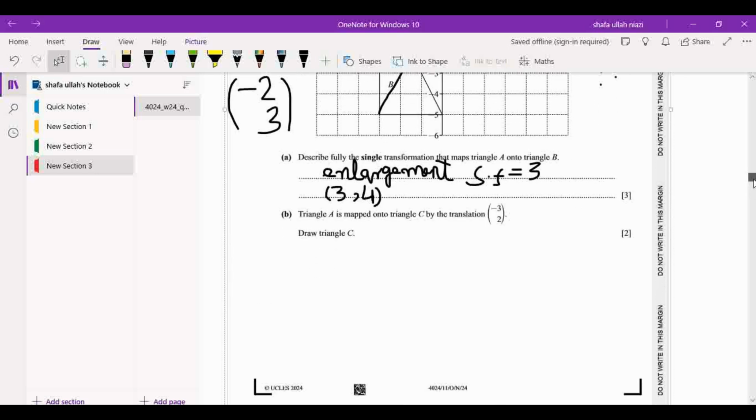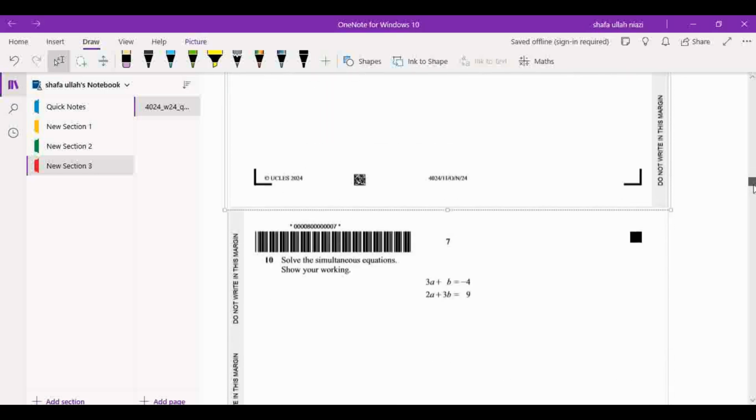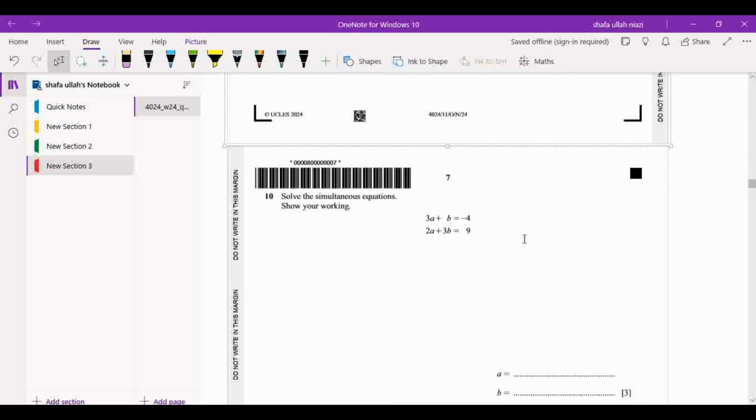Next question is this one. Solve the simultaneous equations. We have two equations. We can do it by the elimination method or by the substitution method. It is up to you. It is easy to do it by the elimination method if you multiply equation 3 by minus 3.